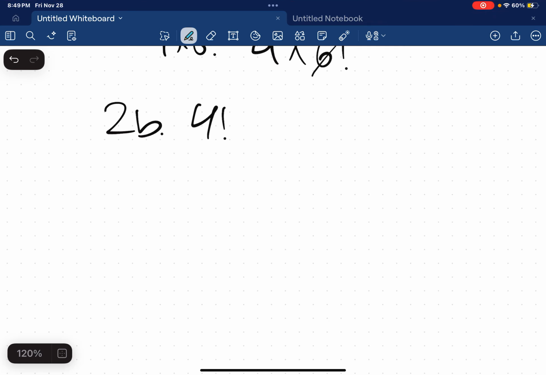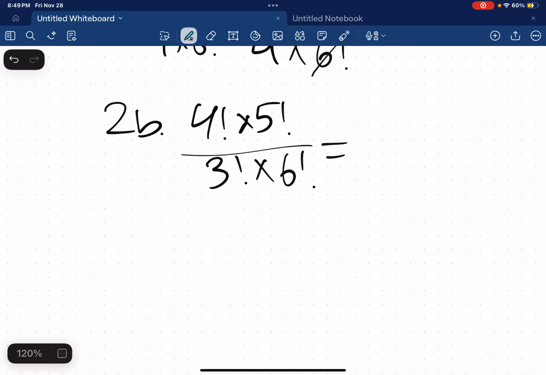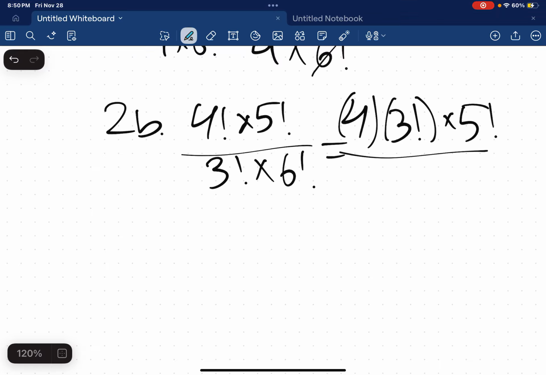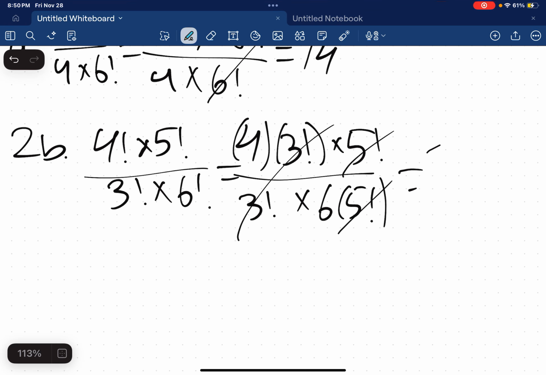2b, 4 factorial over 5 factorial times 3 factorial times 6 factorial, which is then going to be equal to 4 times 3 factorial times 5 factorial over 3 factorial times 6 times 5 factorial. All of that cancels. We're left with 4 divided by 6, which is 2 over 3.